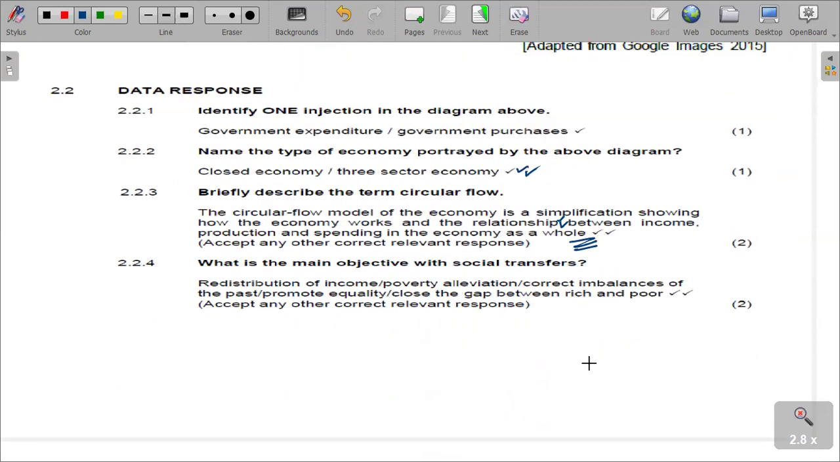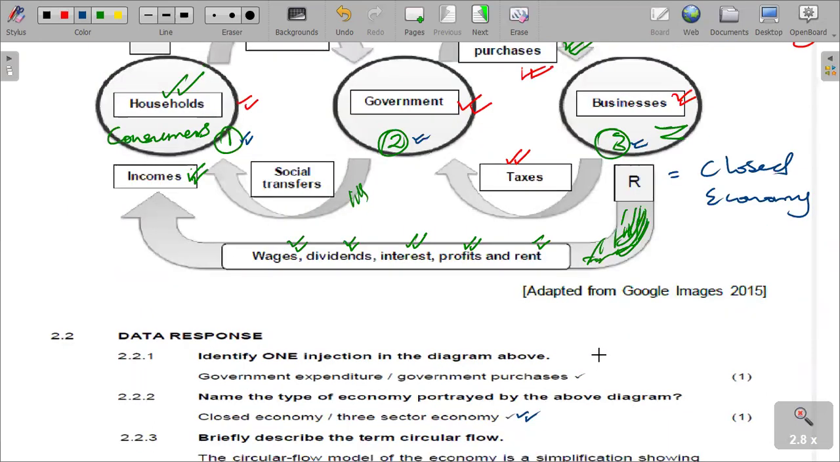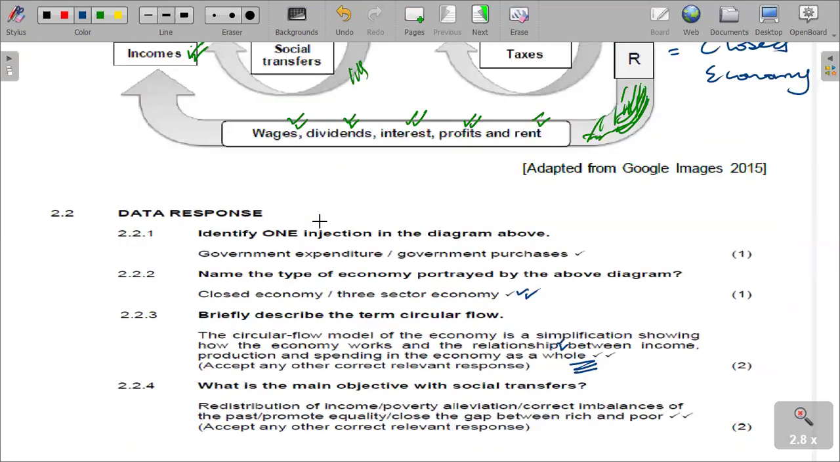What is the main objective of social transfers? Social transfers are monies given by government, a movement of money from the government to households. So the question is, what is the main objective of that money being given? It is for social upkeep or upliftment, firstly redistribution of income, ensuring that every person has some money at the end of the month.